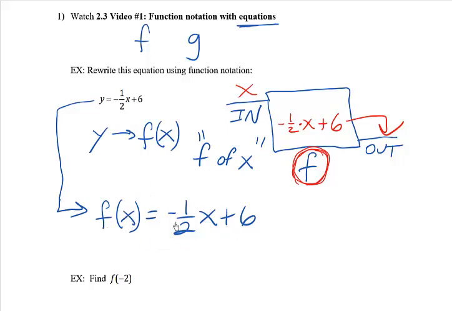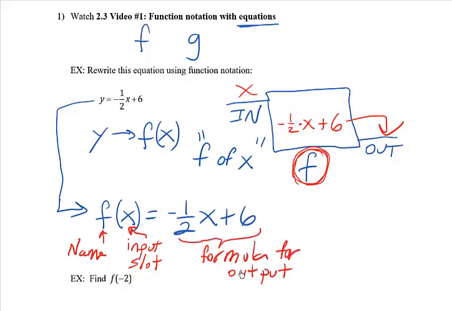Now, right here in the equation, I have the name of the function. I have an input slot. You might think of it as a holding place for my input. And just as we've had before, I have on the right side a formula for computing the output. So I have the name, an input slot, and a mechanism for calculating the output.